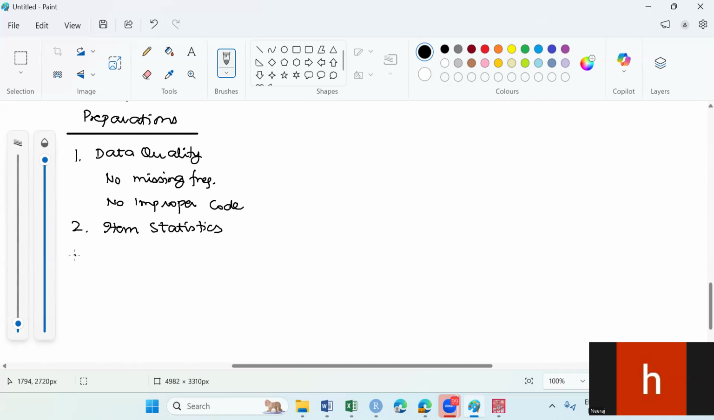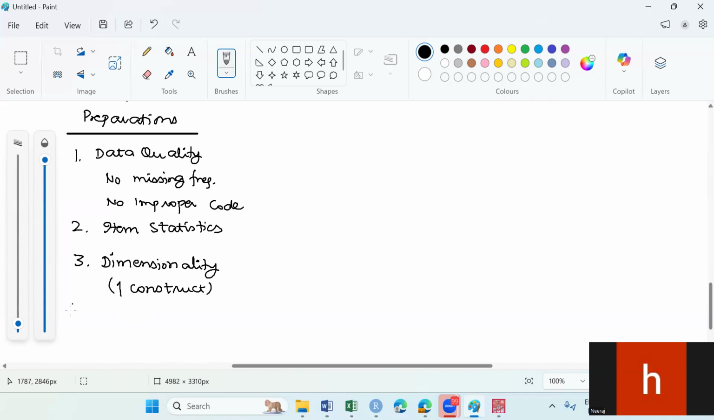The third thing is to check for the dimensionality. It means you should work on one dimension only. You shouldn't work with more than one construct. So don't forget to check for the dimensionality. And again, I will say you should work with one construct at a time.